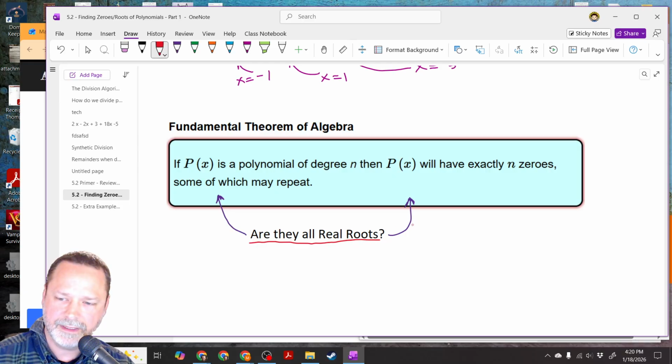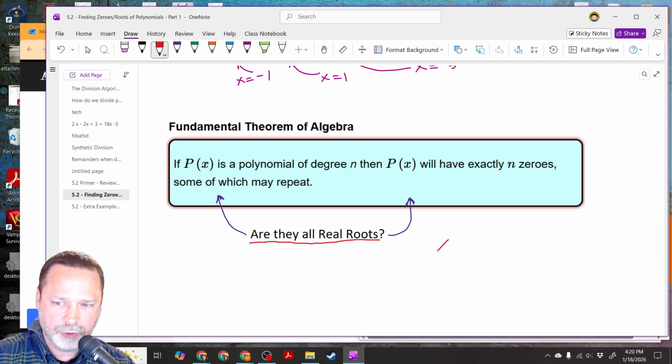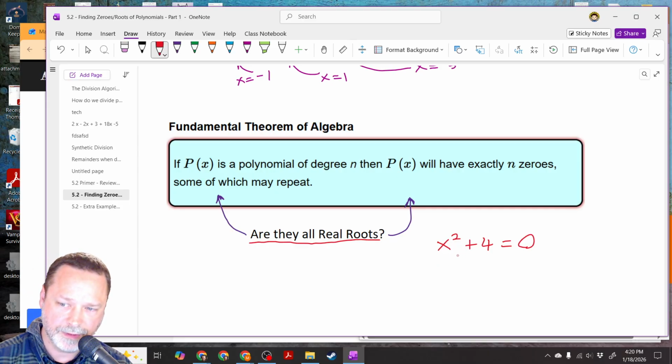Of course not. We've seen plenty of times equations that have 2 roots that are not real. Let's say x squared plus 4 equals 0. That is a quadratic, or a polynomial of degree 2. It does have 2 roots. We've seen that before. But both roots are complex numbers instead of real. So this does include those.